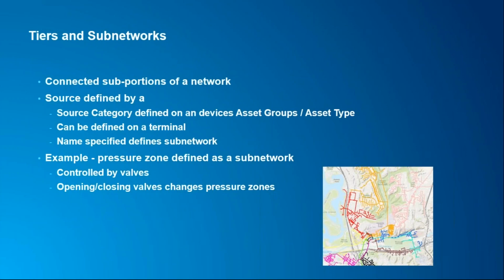Lastly, as we touched a little bit on tiers and subnetworks, we're going into how we set them up. These allow you to model sub-portions or subsystems inside of your network. And these are defined by categories and the terminals. And it really shows that a lot of these different pieces all come together to help you define some of the different subzones in your network.